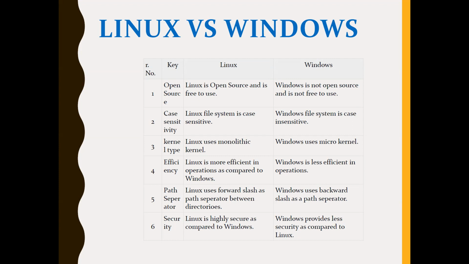Linux uses a monolithic kernel, so there's a kernel difference. Linux is more efficient compared with Windows, particularly because the CLI makes it more efficient when you are working with huge data or huge files. Linux uses forward slashes as path separators, whereas Windows uses backward slashes in the path. So these are a few differences between these two operating systems.